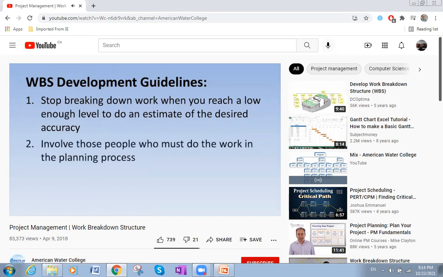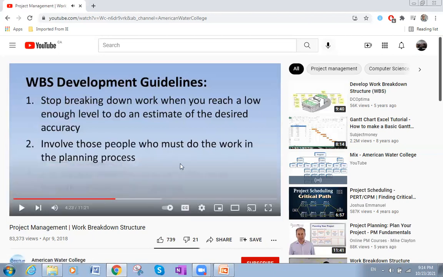Secondly, involve those people who must do the work in the planning process. This should go without saying, but those involved with doing the work will have the best idea of what it will take to complete the task. So be sure to get their input. The reason is that they are the ones involved in doing and determining the task. So they will do the work effectively, because they shared in it. They participate in this work.